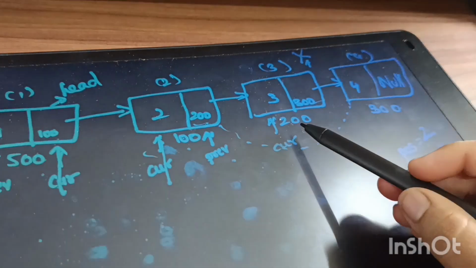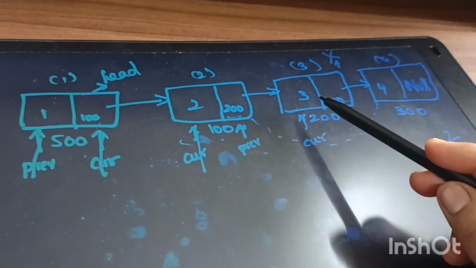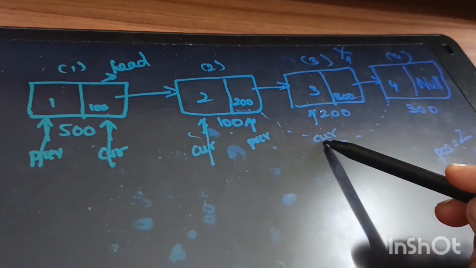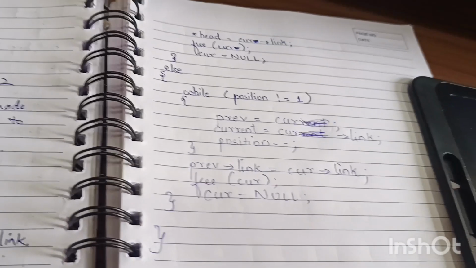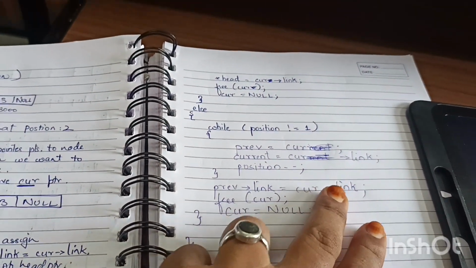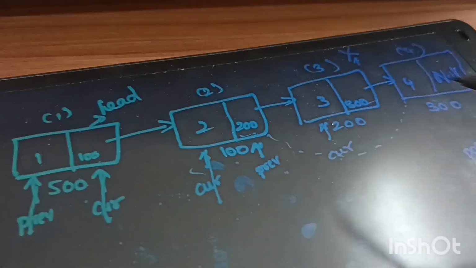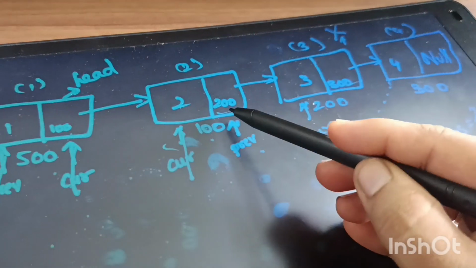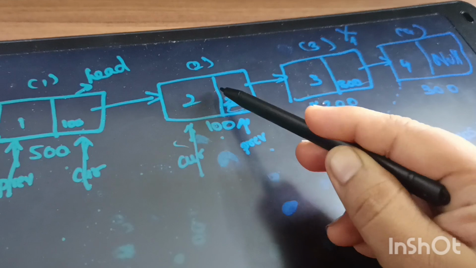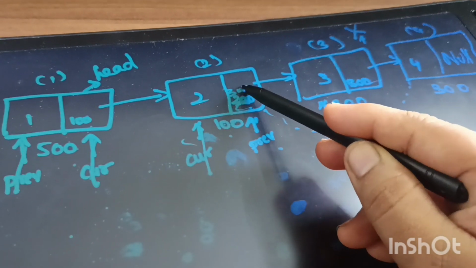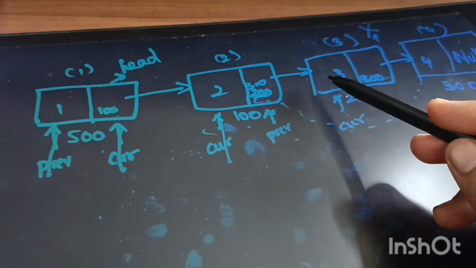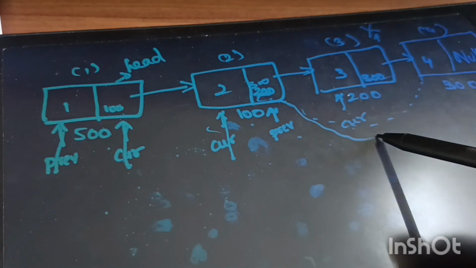Now what I have to do? Now I am in this position, right? This link I have to remove. This node I have to delete. What I have to do? Current of link, I am storing it in previous link. So current of link is 300. Where I am storing? Previous of link. Previous link is here. Current of link I have stored. So now I have created a link.